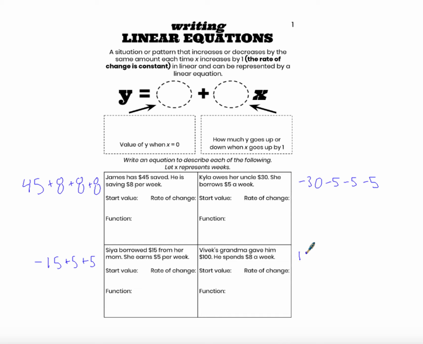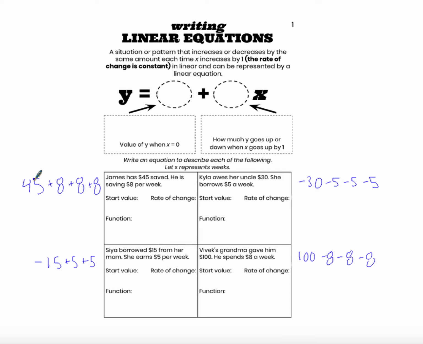We have Vivek, he has $100. He spends $8 a week. So he starts with 100. After 1 week, he has 100 minus 8, 92, subtracts 8, repeated subtraction. So all of these cases are linear, and we can write a linear equation to represent them.